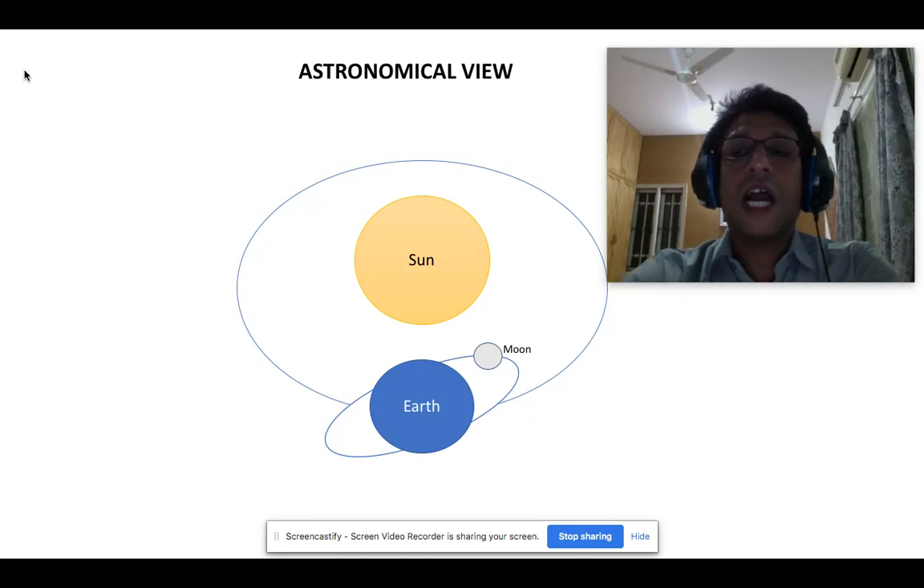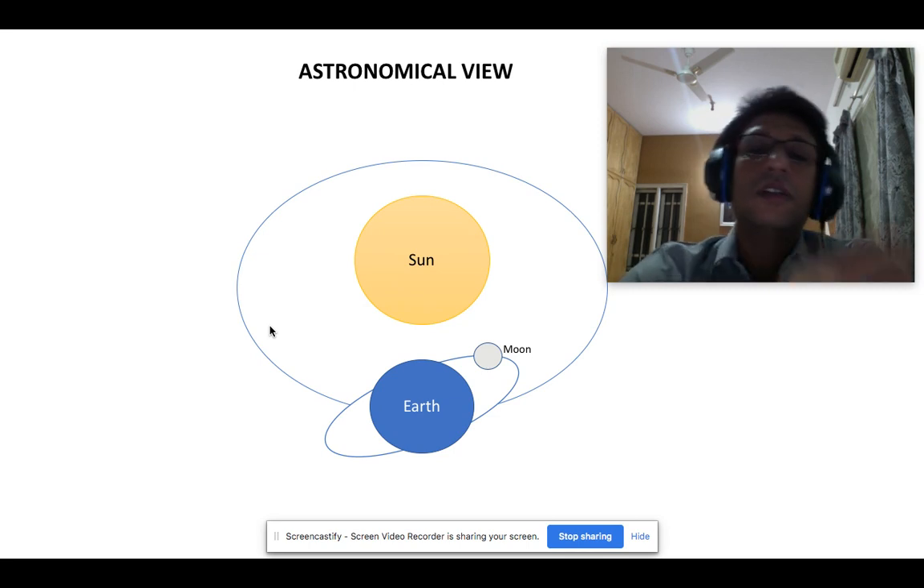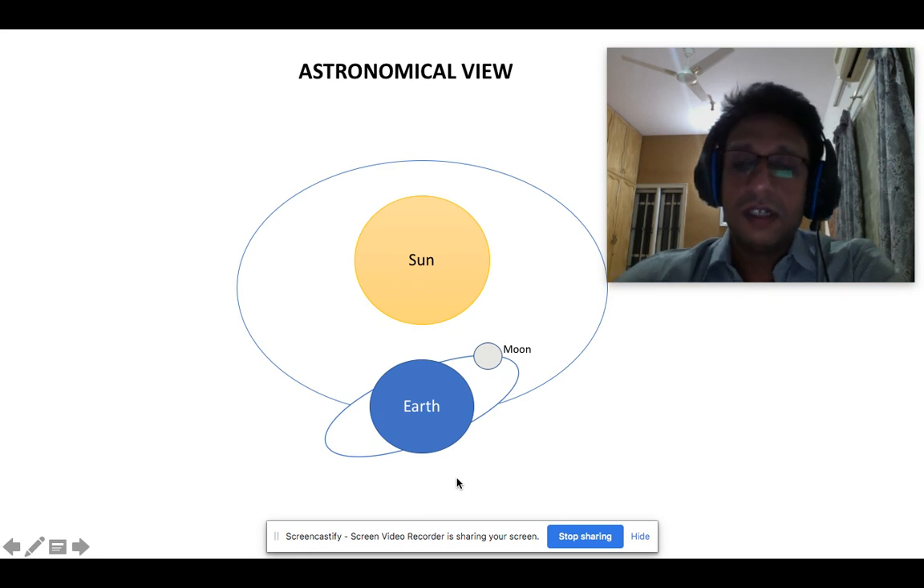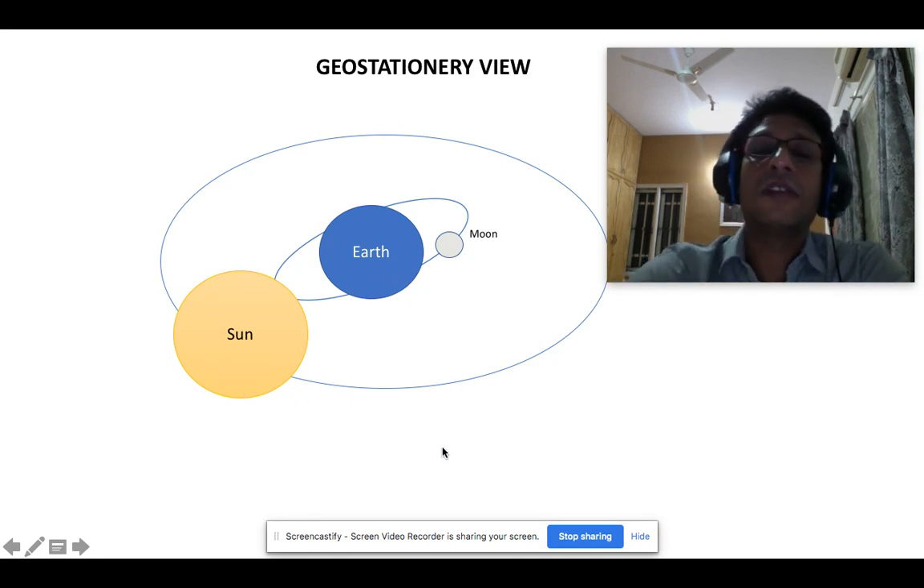Now if you see this diagram, I think all of you might know that this is the standard astronomical view of our solar system, keeping sun, earth, and moon in consideration. As we all know, the earth revolves around the sun and rotates on its axis, and the moon revolves around the earth. But here we are talking about an earth-centric view. If you take the earth as the center, then it would appear that the sun is moving around the earth, and whenever the earth is rotating, you would see the sun rising on the horizon and setting away from the horizon. Similarly, the moon rising and moon setting.